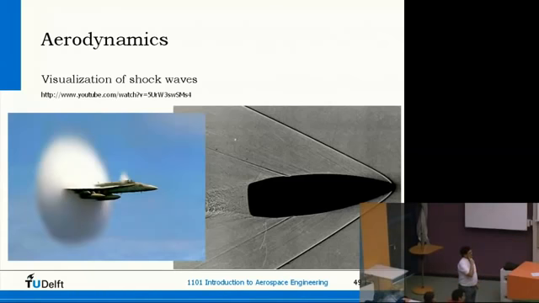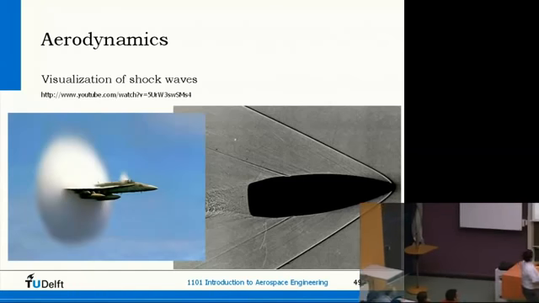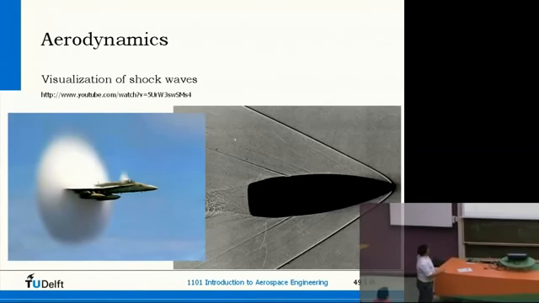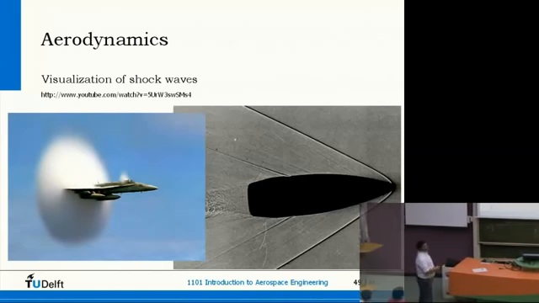Why is there another cloud? You also probably have some shock wave over there. So you have a small shock wave here and a much bigger one coming from the wings.